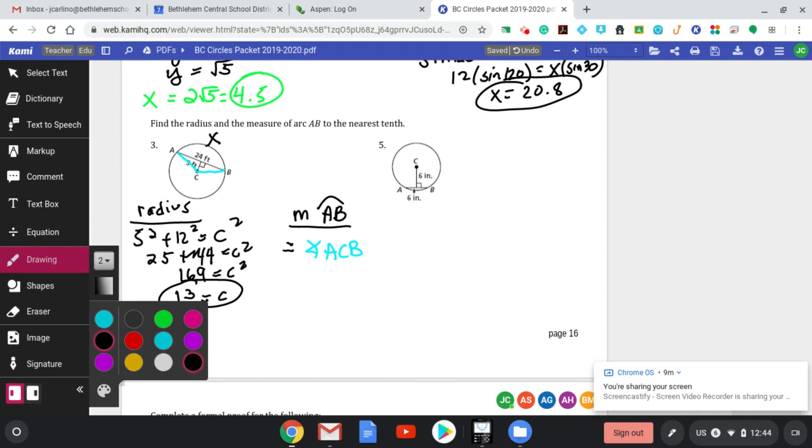So if I draw this triangle out now, ACB, so here's A, C, B. I know this is 24. I'm trying to find that angle measure right there. Okay, let's see. That was 5.